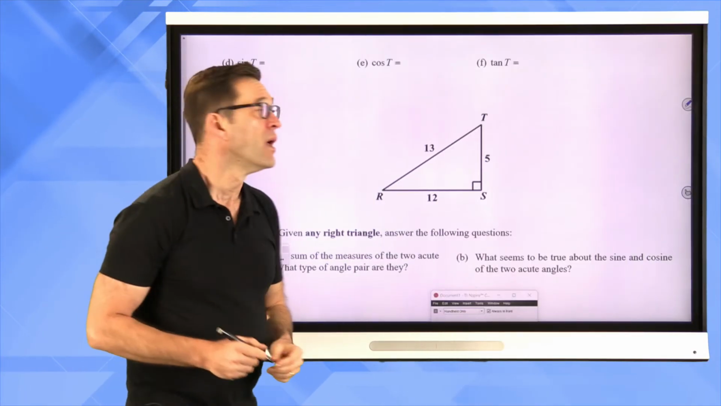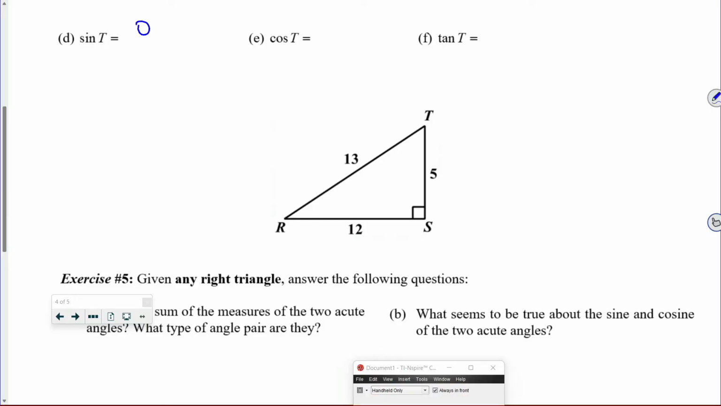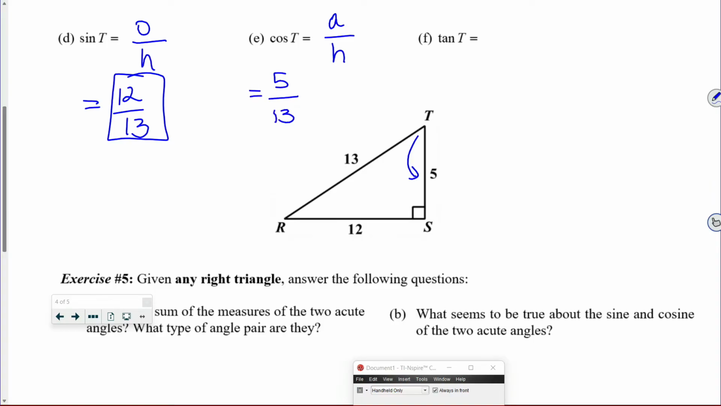All right, let's do it. So the sine of angle T is the side opposite of angle T divided by the hypotenuse. Opposite of angle T is going to be 12. The hypotenuse is 13. So the sine of angle T is 12/13. Whoops, I just wanted to erase the arrow, not move it. Cosine of angle T, that's going to be the adjacent divided by the hypotenuse. Okay, adjacent to angle T is 5. Hypotenuse is 13. So 5/13.